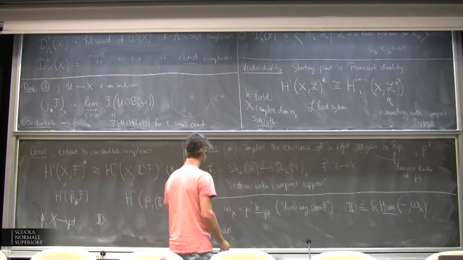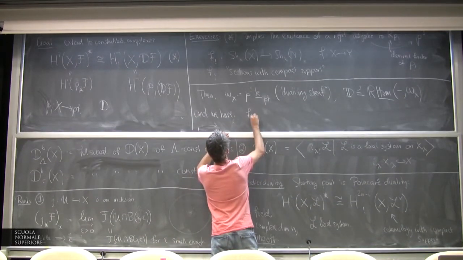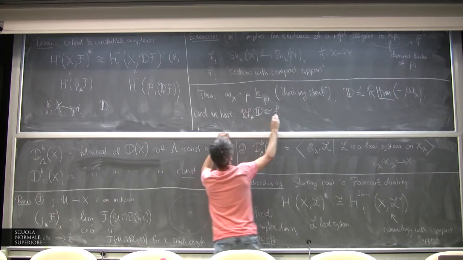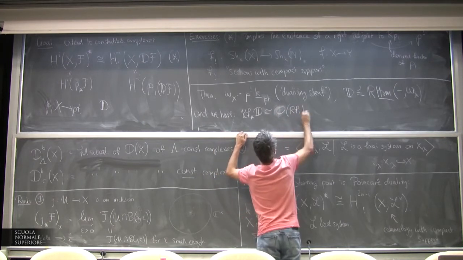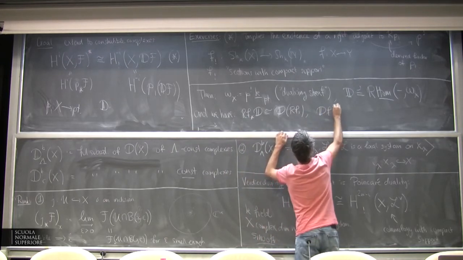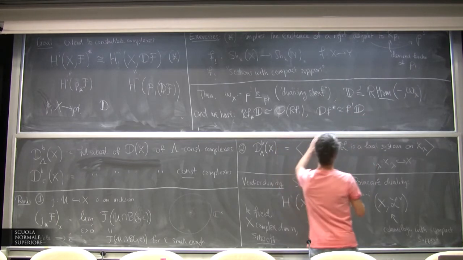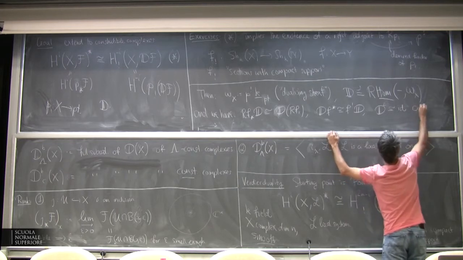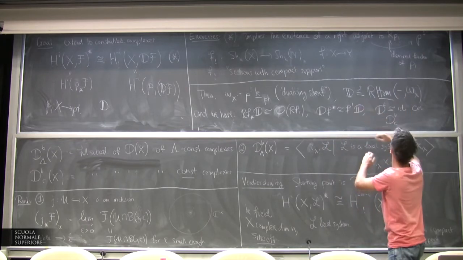Then we have the following extremely useful relations. So firstly, I'll stop writing derived. And so it's really an equivalence on the constructible category. I mean, this right adjoint only exists on it.